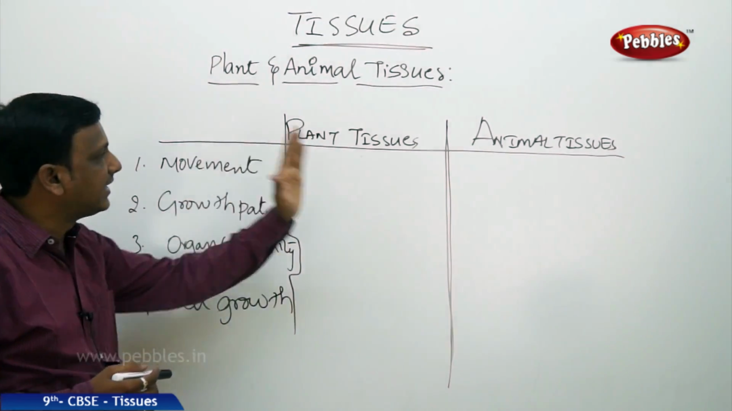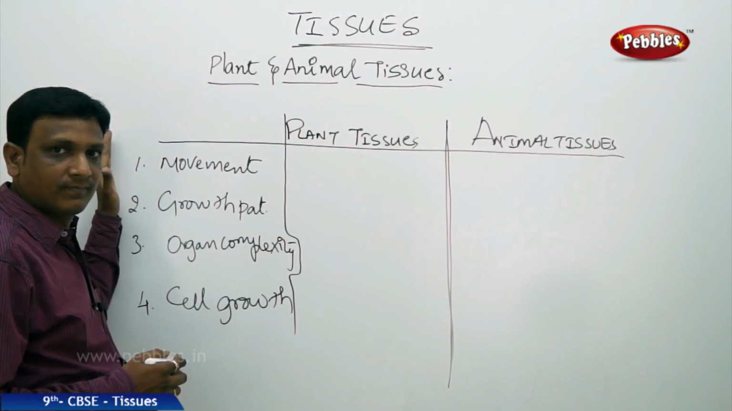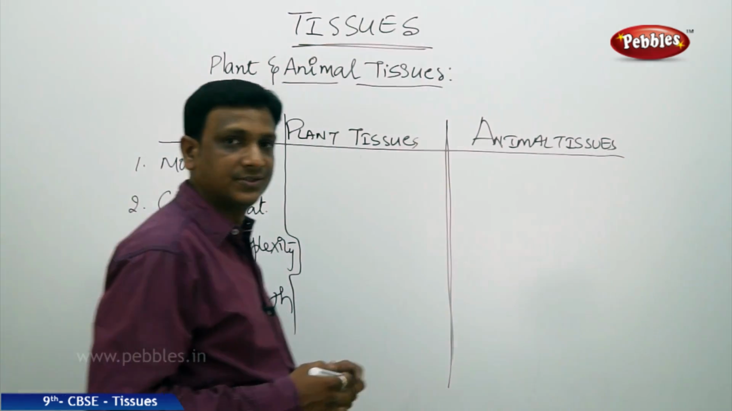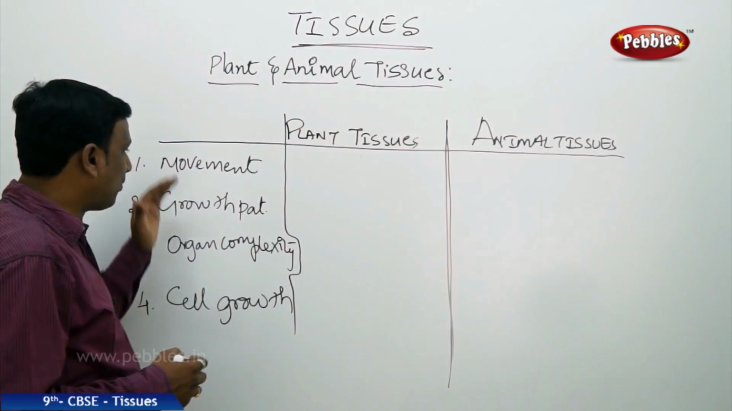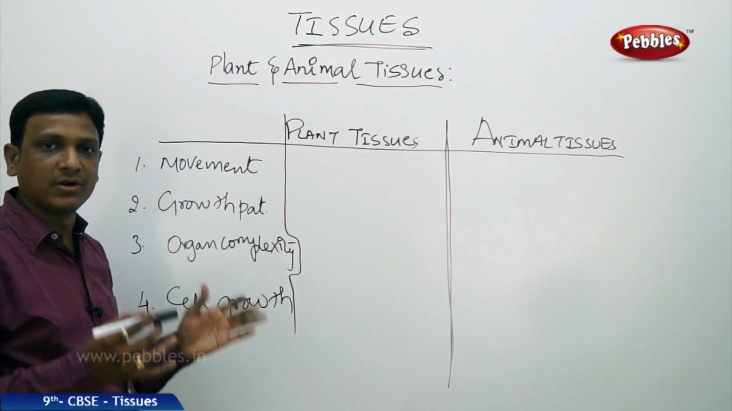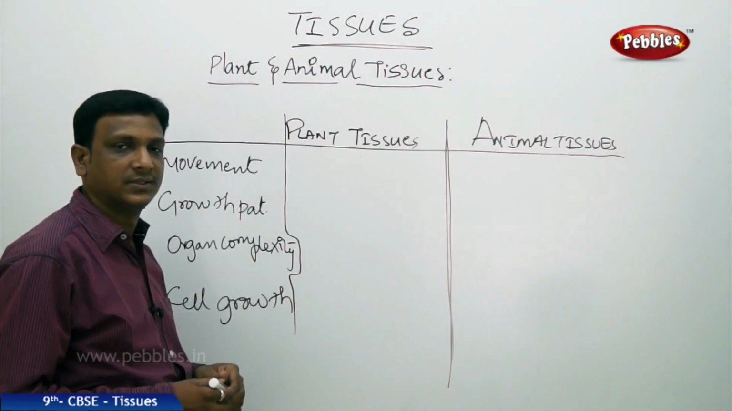Basically, the plants and animals, and what are the various criteria. On the basis of these criteria, the plants and animals have different tissues. So these points explain why the plants and animals have different tissues, why they do not have the same kind of tissue. What are these points? The first thing is movement.